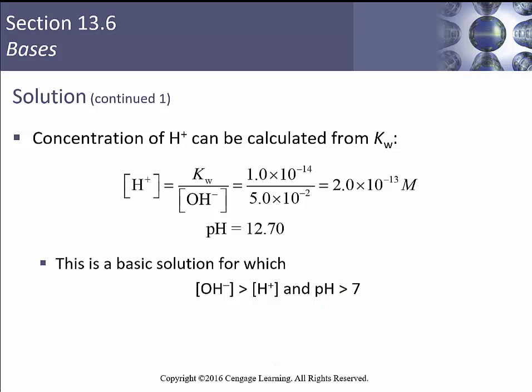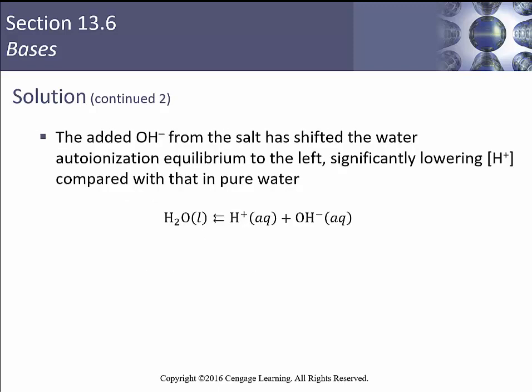You could have also done this by finding the pOH and then doing 14 minus pOH is equal to the pH. So the added OH minus from the salt has shifted the water autoionization equilibrium to the left, significantly lowering the H plus ion concentration compared to pure water. So again, we're still playing in water's playhouse. It's this Kw that has most of the stuff. And so as you increase the amount of OH, you bring this up to maintain Kw at 1 times 10 to the minus 14, and your H plus concentration is going to be suppressed.